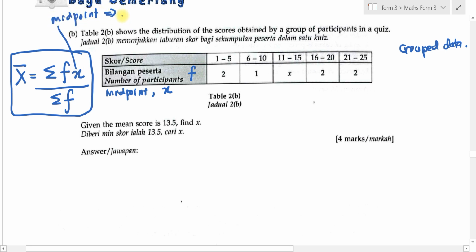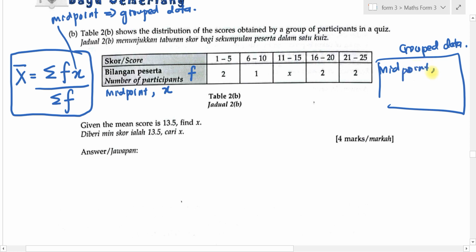If it is grouped data, the midpoint, everyone knows how to calculate the midpoint, right? How to find the midpoint? Another short note: just take the first value plus the second value and then divide by 2. So here the first value is 1, the second value is 5. 1 plus 5 is 6, and then divide by 2, which gives 3.